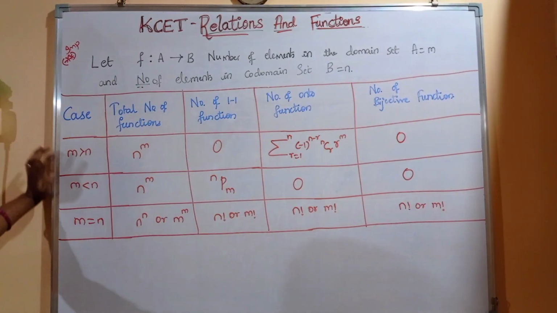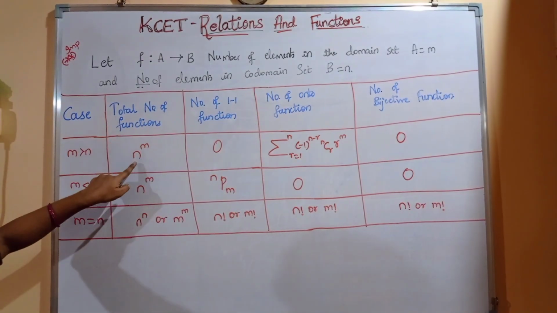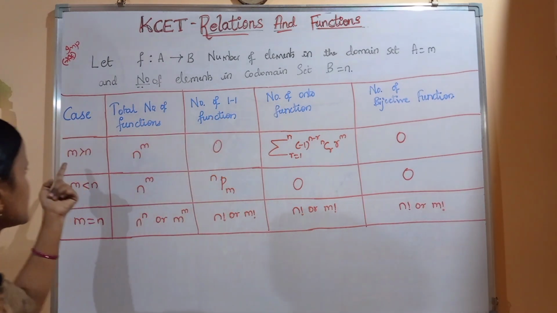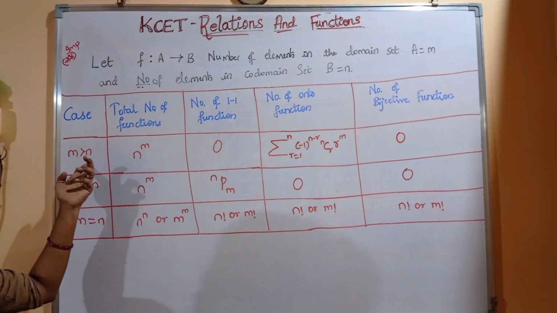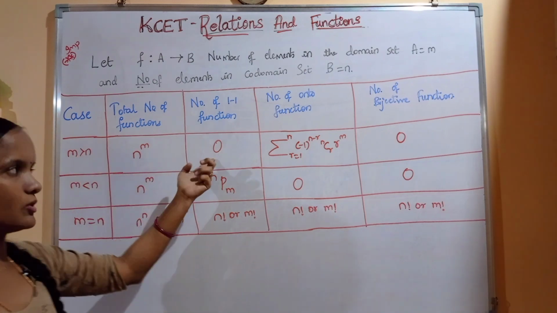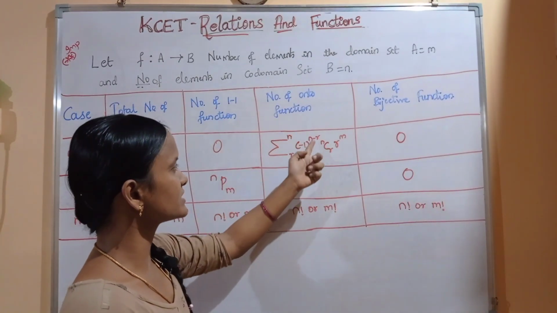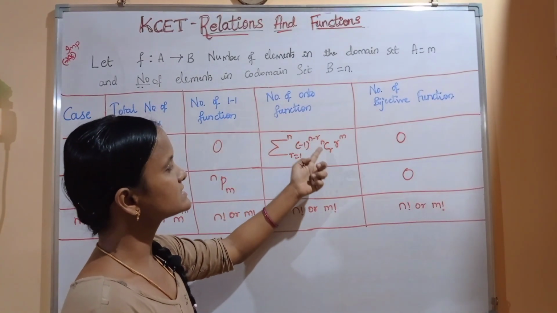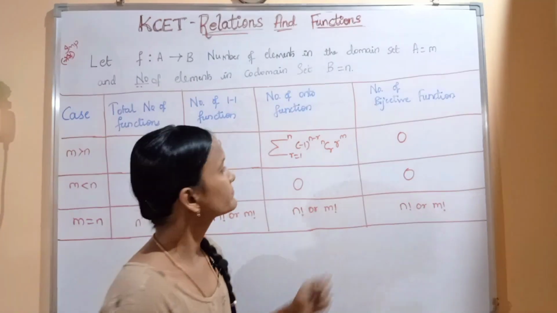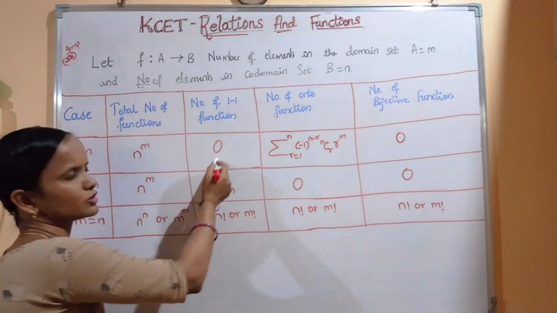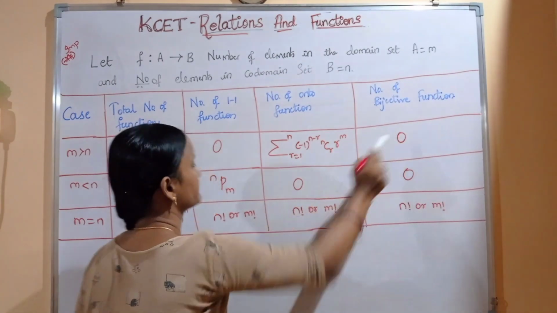First case: if m is greater than n, the total number of functions you can write is n raised to m, and one-one functions, since m is greater than n, is therefore 0. Next, onto functions: summation r equal to 1 to n of minus 1 raised to n minus r, nCr, r raised to m. Next, bijective function: since one-one is not present, bijective cannot be defined.